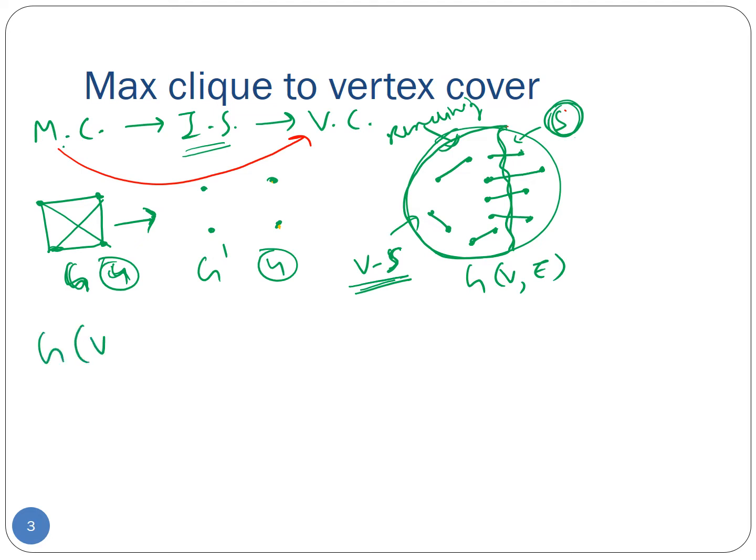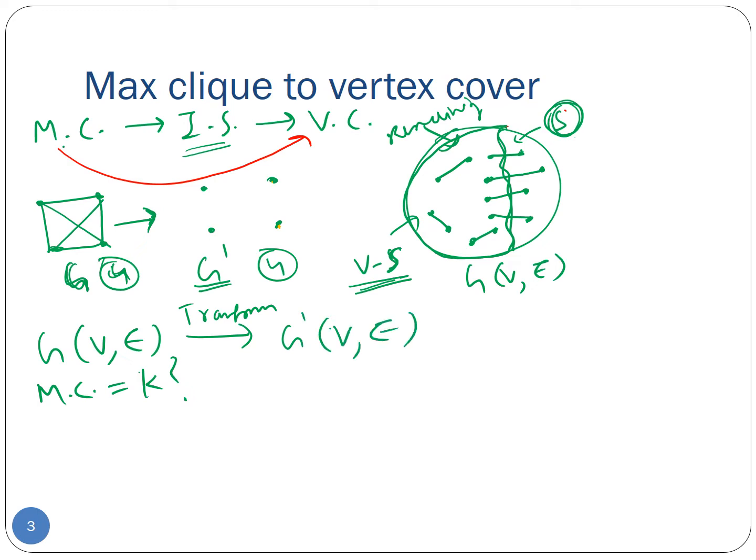So if you have an input graph G(V, E), and you want to figure out whether there is a max clique of size K, we first transform this graph, just as we did, to get G prime. We transform it into G prime (V, E) such that if there was an edge between any pair of vertices in the original graph G, then we remove the edge, and if there was no edge between a given pair of vertices in G, then we add an edge in G prime. Now, if the original graph G had a max clique of size K, then this new graph G prime should have an independent set of size K.